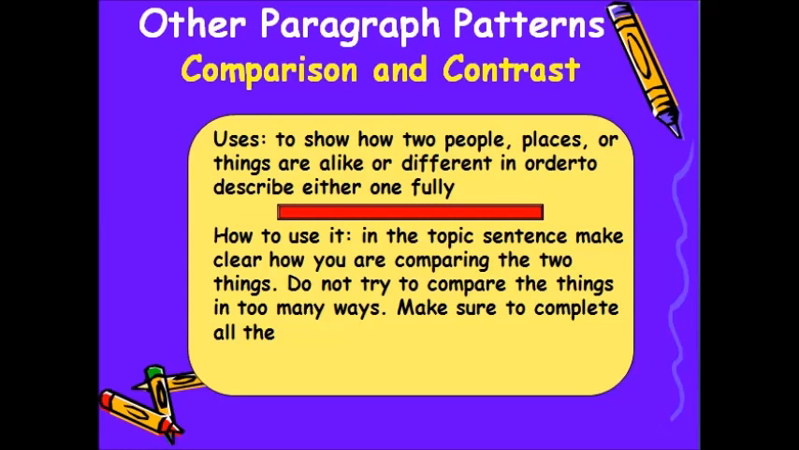The second one is the contrast and comparison. It is used to show how two people, places, or things are alike and different in order to describe either one fully. It is used in the topic sentence to make clear how you are comparing the two things. Do not try to compare the dissimilar things.